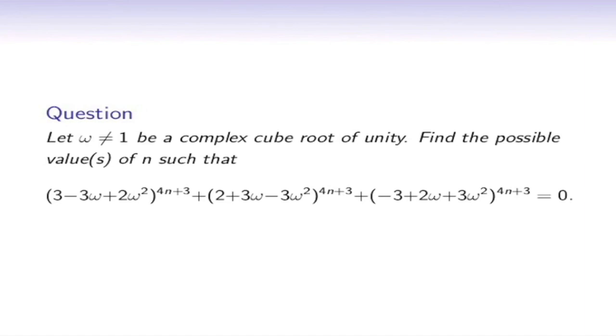In the last problem, we have seen several properties of the nth roots of unity. Let me discuss one more question on roots of unity. Let omega be a complex cube root of unity. Then the question asks for the possible values of n so that (3 − 3ω + 2ω²) to the power 4n+3 plus (2 + 3ω − 3ω²) to the power 4n+3 plus (−3 + 2ω + 3ω²) to the power 4n+3 equals 0.